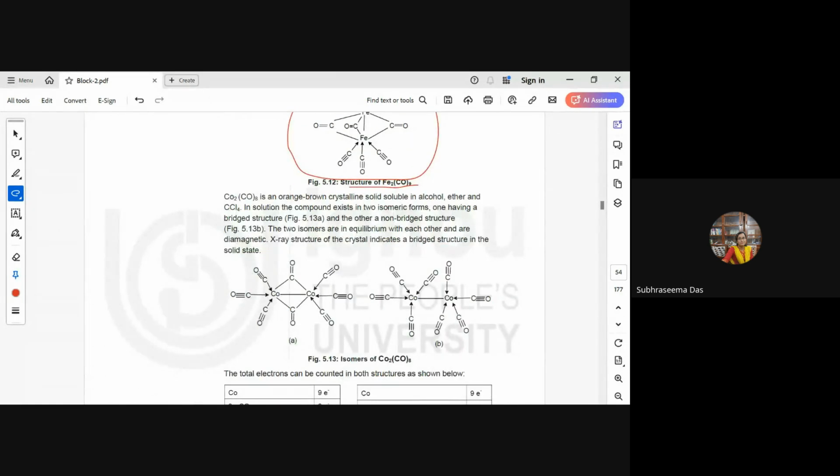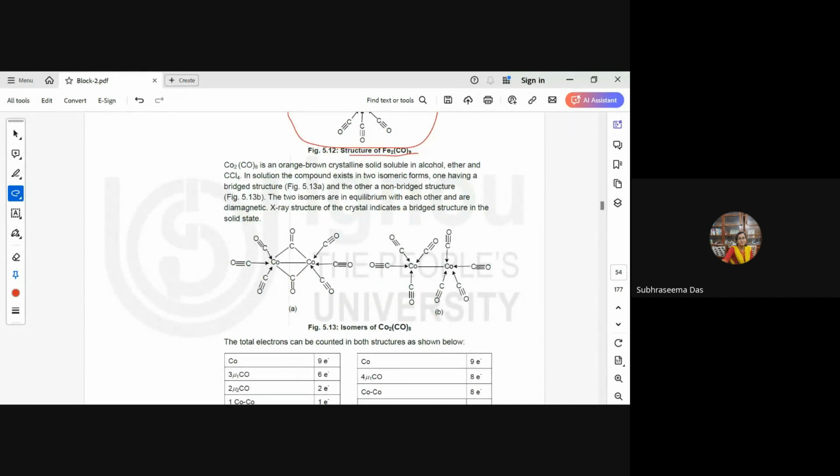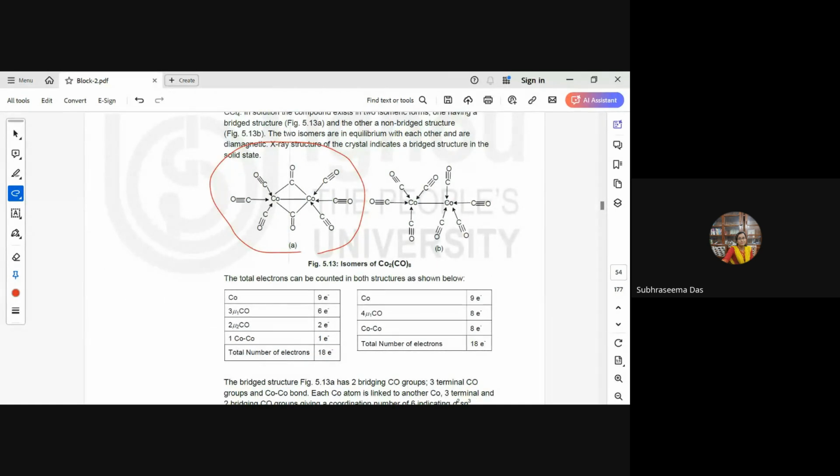Then coming to Co2(CO)8, the structure is shown in figure 5.13. It exists in 2 isomeric forms. One has a bridging structure and the other has a non-bridging structure. The bridging structure is shown in 5.13a, and the non-bridging structure is shown in figure 5.13b, and both these structures have been confirmed by X-ray diffraction and X-ray crystallography, and they have been listed here.